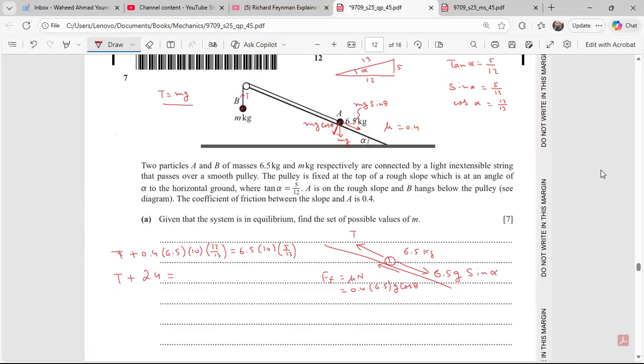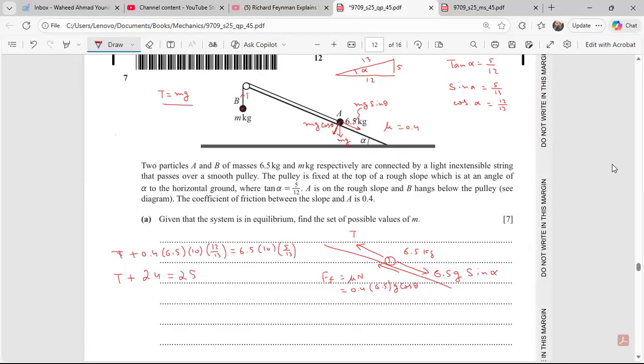And this, I believe it was 25. Let me do it again. So this is 65 times 5 divided by 13. Yes, it is equal to 25. This is equal to 25.